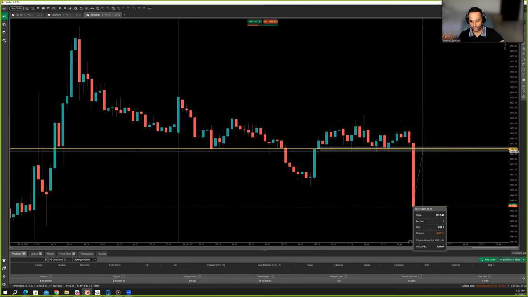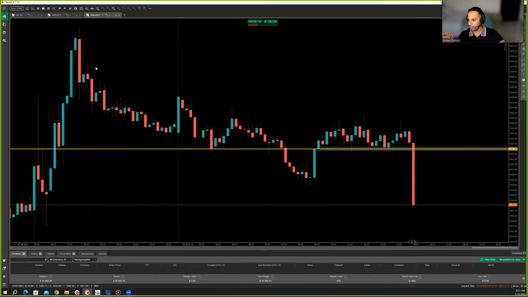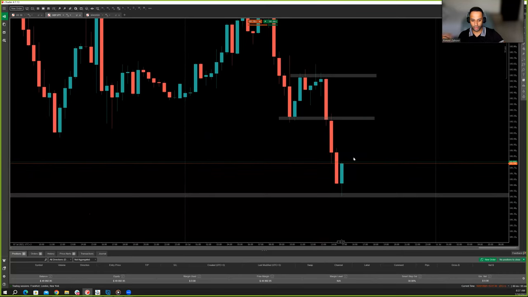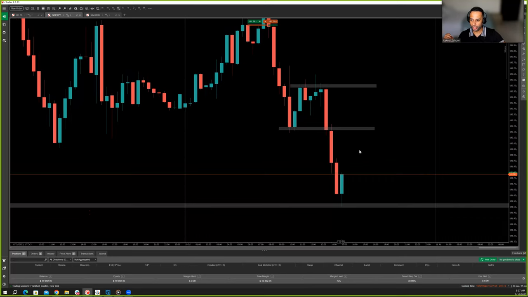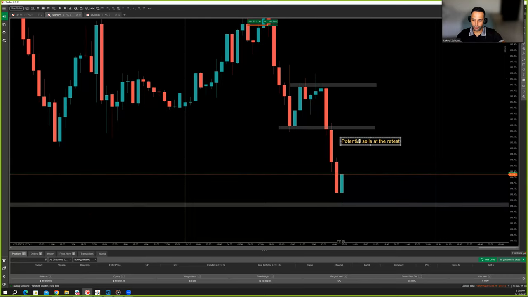But wow, look at that. 52 pips down at this point. Pound yen is whatever. A retracement is going to be good for pound yen. Let's do this right here. Potential sells at the retest. I think this is going to be a good retest for price to continue pushing down.